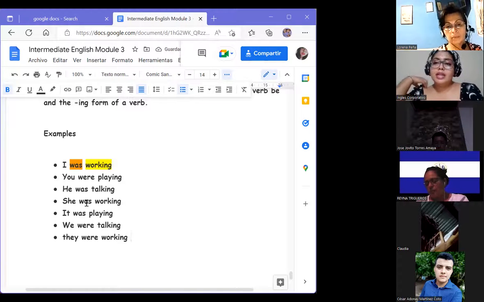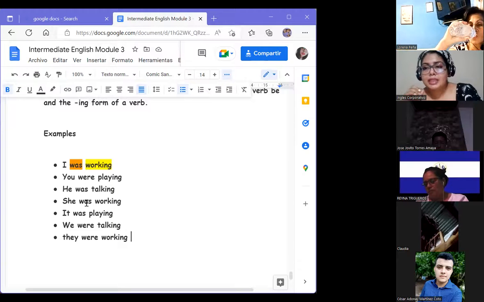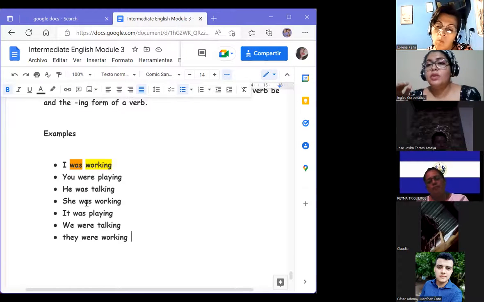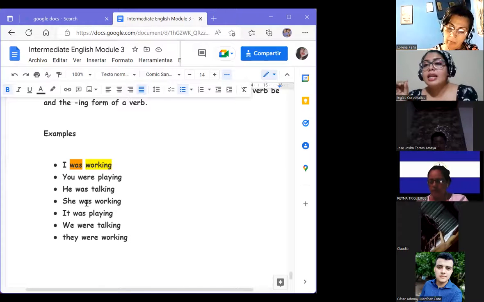Tenemos oraciones simples ahí de cómo vamos a utilizar el pasado del verbo to be con lo que es la forma ing. Vamos a tomar el was y were, que es el pasado del verbo to be, dependiendo del pronombre que tenemos. Then we are going to take the verb and we are going to transform it into gerund. Vamos a agarrar el verbo, lo vamos a transformar al ing. Le vamos a agregar el ing al final. Y vamos a tener nuestra estructura completa.